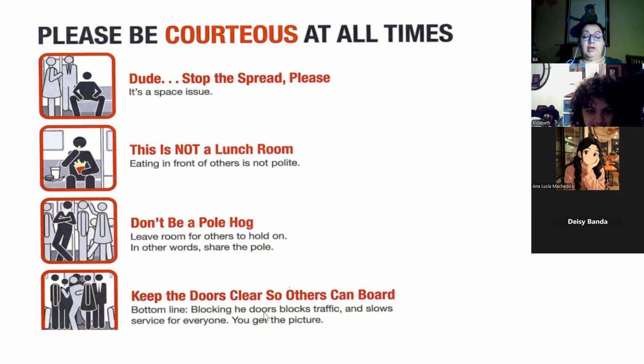Keep the doors clear so others can board. Bottom line, blocking the doors blocks traffic. And slow service for everyone. You get the picture, ¿ok? Entonces, que se quiten de la puerta, ¿verdad? Que no están parados en la puerta para que no bloqueen el tránsito, ¿ok? Pobrecito se está asfixiando. I'm sorry? Mucha gente. Too many people standing at the door, which is a problem.